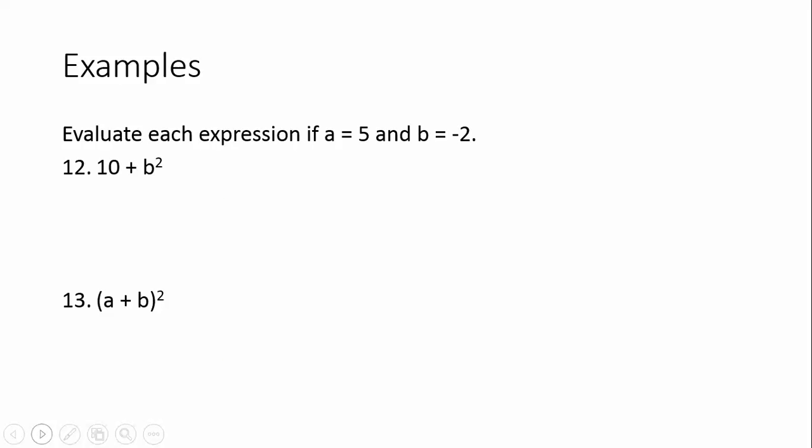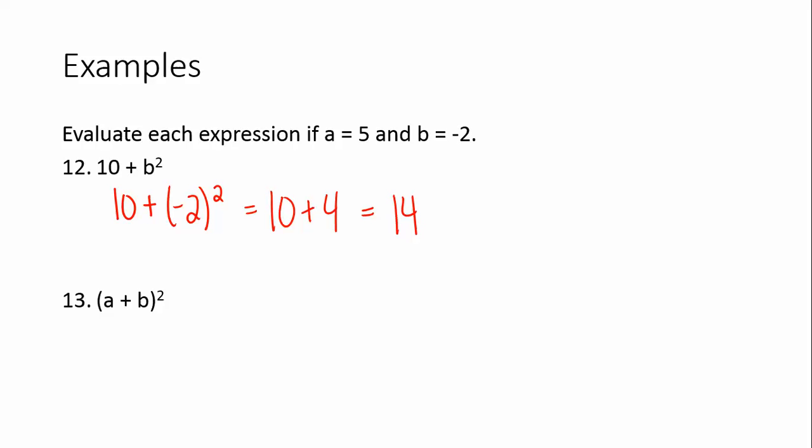Let's look at 2 more examples. Now let's evaluate the expressions if a equals 5 and b equals -2. And if you'd like, you can try both of these on your own. So we have 10 plus b squared. So 10 plus b is -2. So I'm taking -2 and I'm squaring it. I'm substituting in the -2 for b. That's going to give me 10 plus 4. -2 times -2. 10 plus 4 is 14.